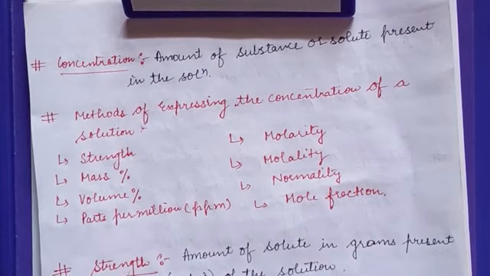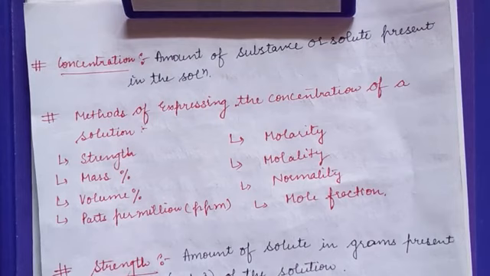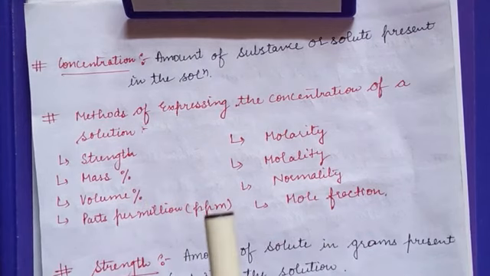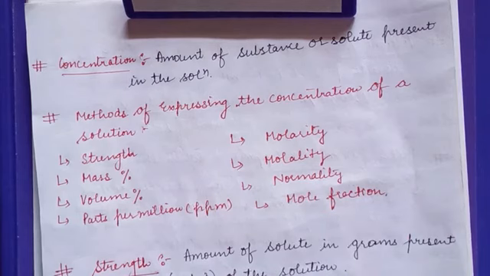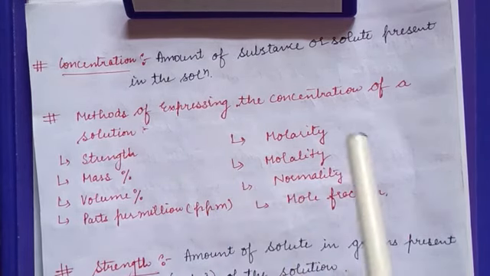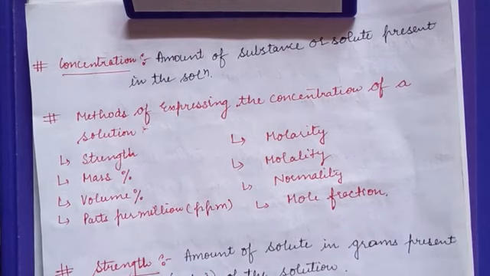When the amount of solute is more, we say that the solution is concentrated, meaning thick or viscous. Now if we take more water or more solvent, then we say it is diluted, meaning the amount of solute is less with respect to the solvent. So that is known as the concentration. That means the amount of substance or solute present in the solution.